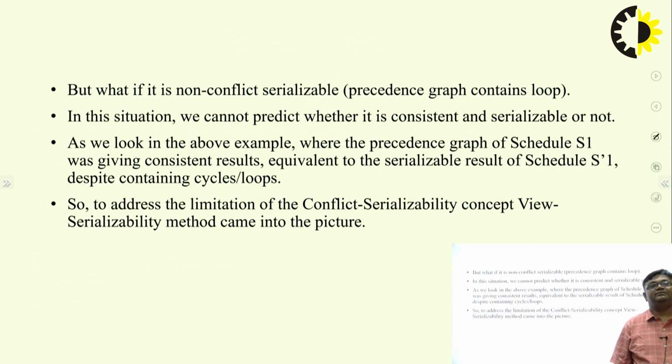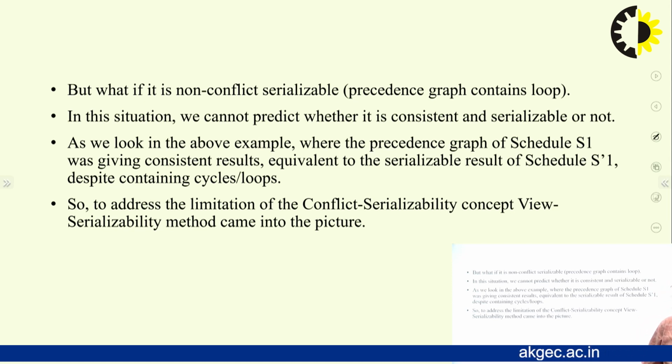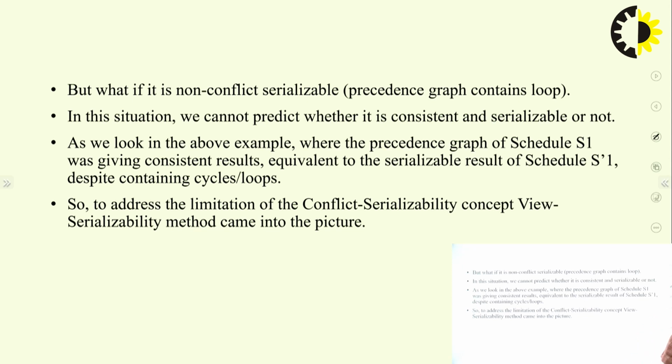But if it is non-conflict serializable, then maybe there are some loops. In this situation, we cannot predict whether it is consistent or serializable or not. As we saw in the above example, the precedence graph of schedule S1 was giving a consistent result equivalent to a serializable result of schedule S1 dash, despite containing a cycle or loops. So, to address the limitation of conflict serializability, the concept of the view serializability method came into the picture.